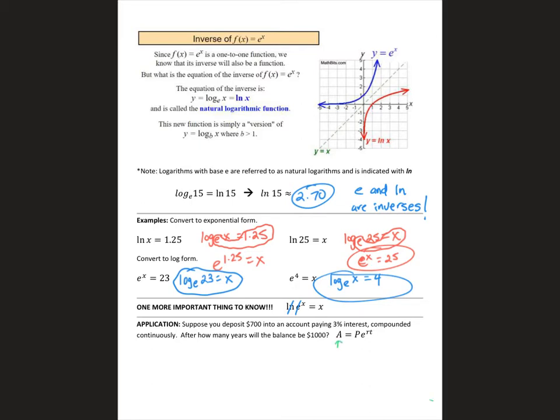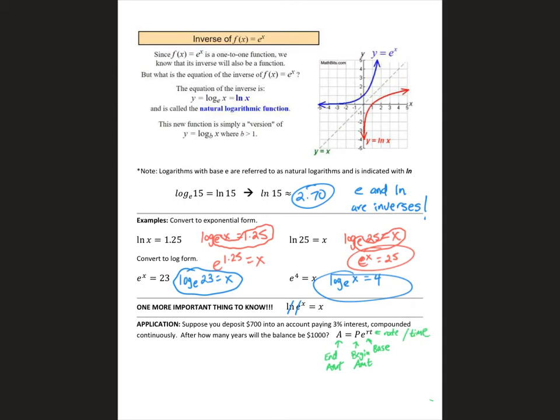A is going to represent our end amount. P is going to represent our principal, which is our beginning amount. e is our base. r is our rate, and that rate needs to be in a decimal. And t is our time.